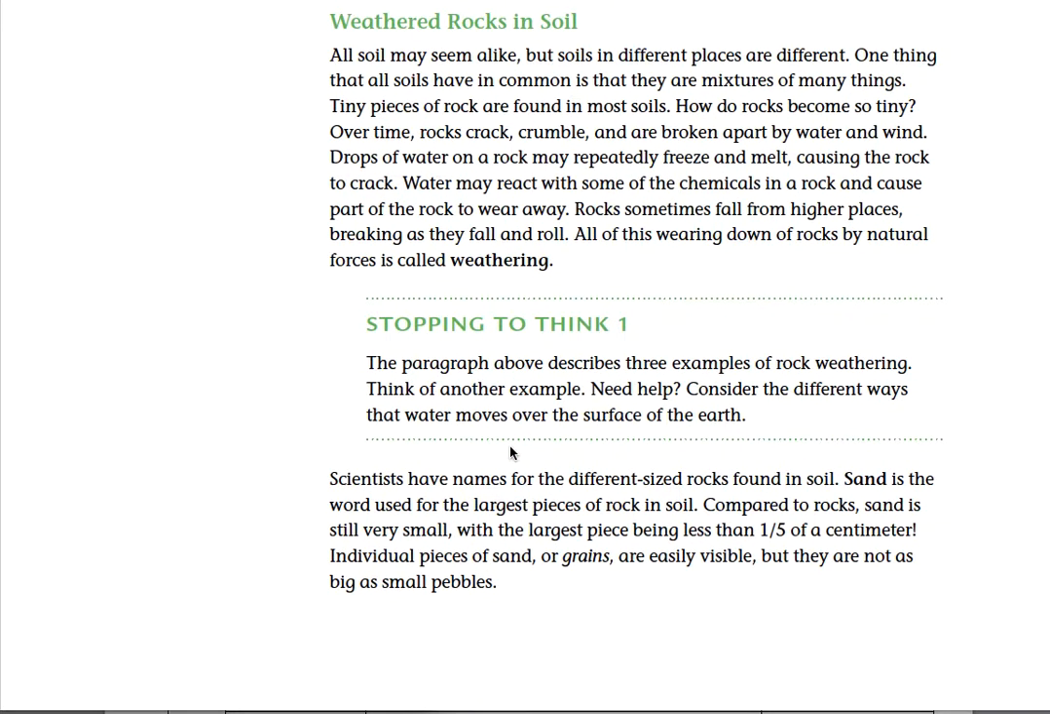Stop to think question number 1. The paragraph above describes 3 examples of rock weathering. Think of another example. Need help? Consider the different ways that water moves over the surface of the earth.